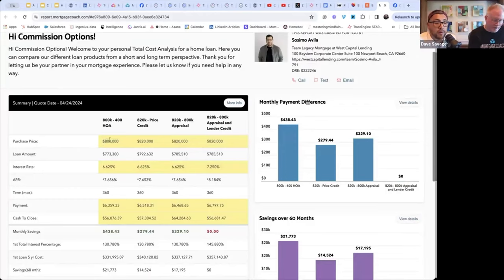What I show a realtor is, look here, let's look at this $800,000 example. The monthly payment would be $6,359. If we're putting 5% down, it's $57,000, right? Do you see a client that could fit in this circle? And they're like, yeah, I could totally see that. Okay, cool. If we're looking at 2.5% commission, right?